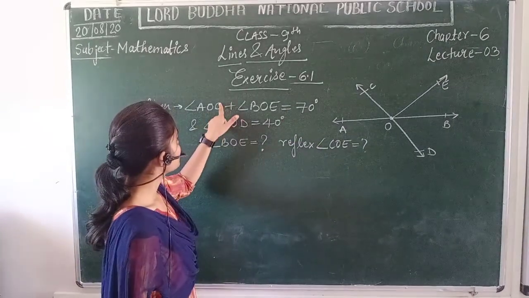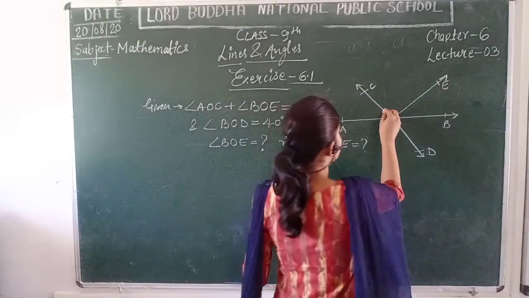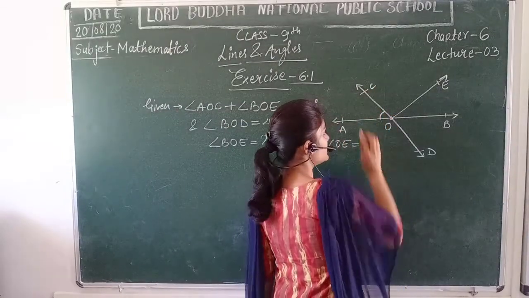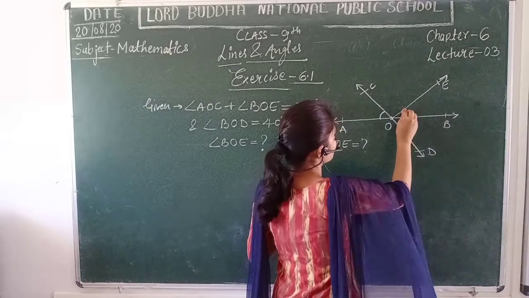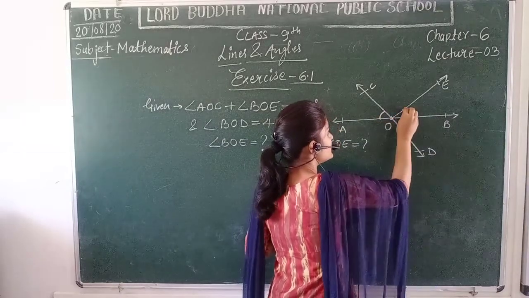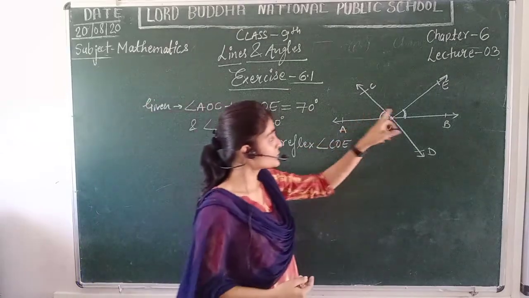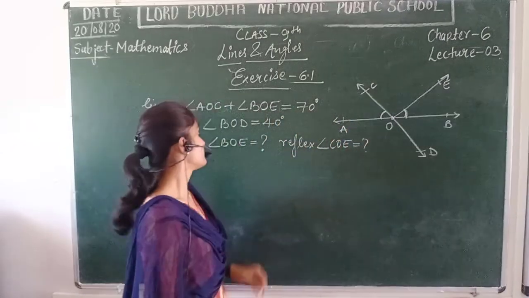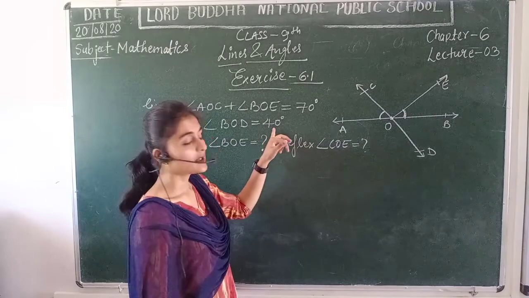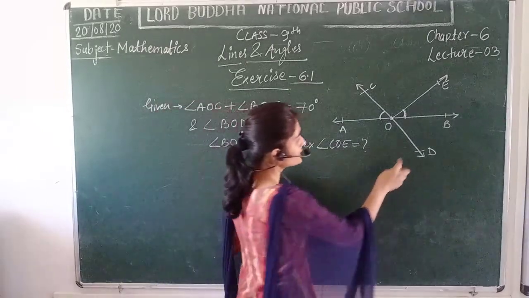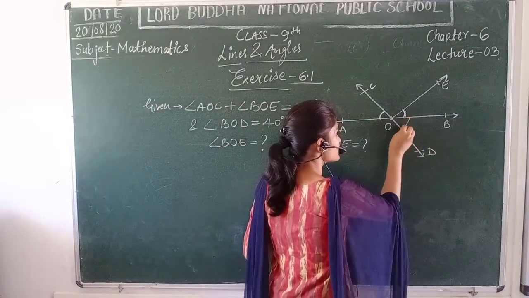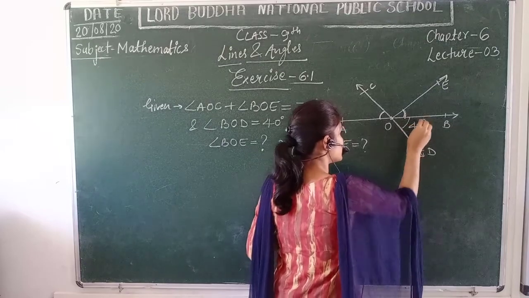Angle AOC plus BOE. AOC is here. This is angle AOC, and BOE is here. This one. These two sum up to what? 70, because it is given that these two angles sum up to 70. And angle BOD equals 40 degrees. Where is BOD? This is BOD. This is given that it is 40 degrees.